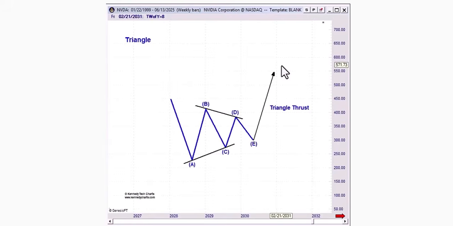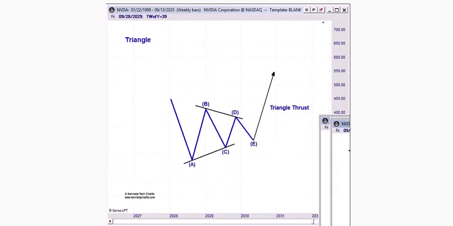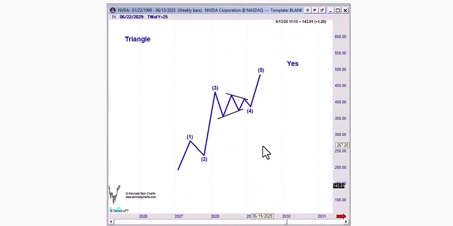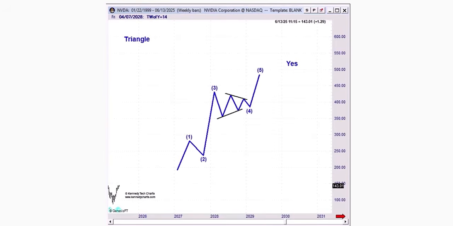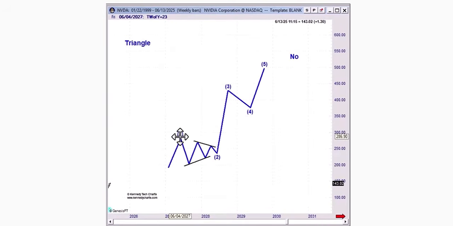Triangles are also limited as to where they may actually occur. Triangles by themselves can only occur, for example, in a corrective position, such as wave 4. In other words, you cannot have within an impulse wave 1, triangle 2, 3, 4, and 5. Can't do that. A triangle cannot represent the totality of a wave 2. Now you could have within wave 2, say A triangle BC, that would work, but you cannot have 1 triangle 2, 3, 4, 5. So that's a big no.